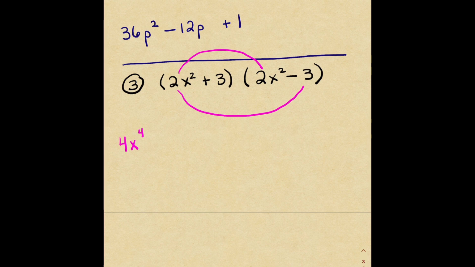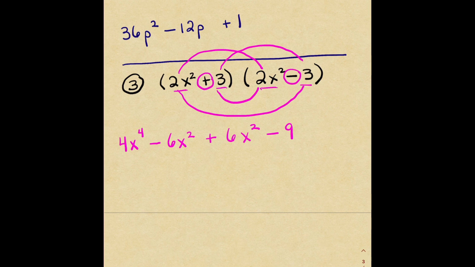Outer, 2x squared times negative 3 is minus 6x squared. Inner, 3 times 2x squared is plus 6x squared. And then last is 3 times negative 3, which is minus 9. When you have this pattern where you have exactly the same numbers, only there's a plus and there's a minus, they always create this situation where the outer and the inner cancel each other out. So negative 6x squared plus 6x squared is 0, and it just goes away.